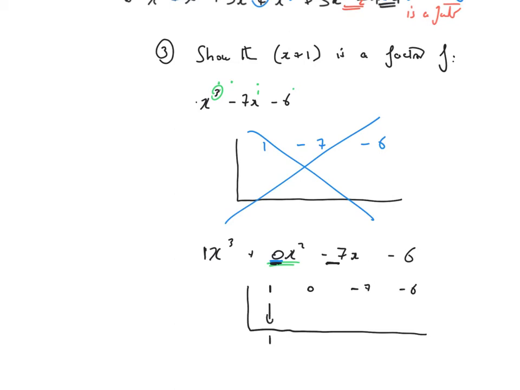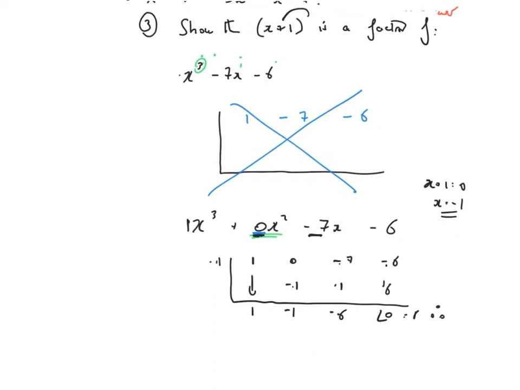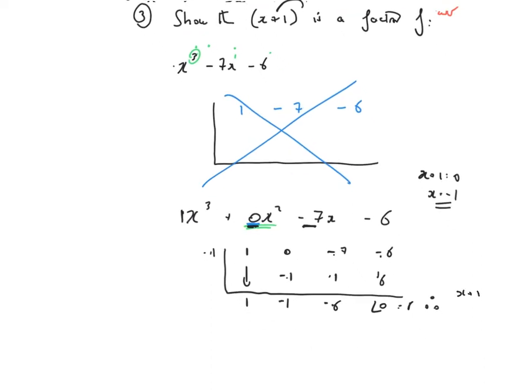Drop the 1 down. Okay, so x plus 1 is a factor, which means if I solve it, then x would be minus 1. Drop the 1 down. 1 times minus 1 is minus 1, 0 minus 1 is minus 1. Minus 1 times minus 1 is 1. 1 minus 7 is minus 6. Minus 6 times minus 1 is 6. 6 minus 6 is 0. R equals 0. Therefore, x plus 1 is a factor. And I back up a statement since the question did say show that.